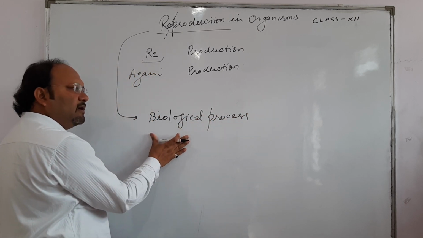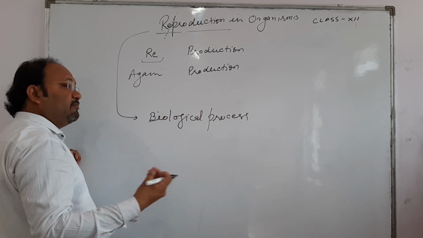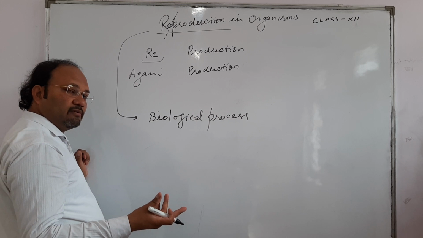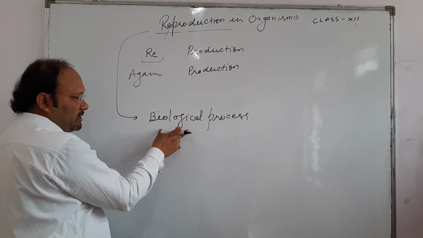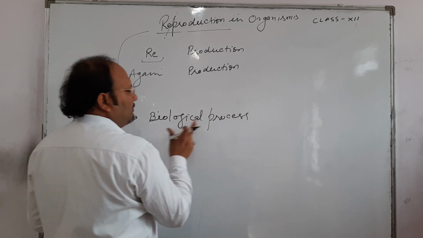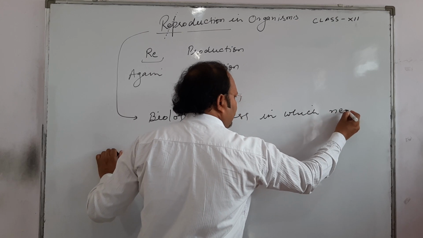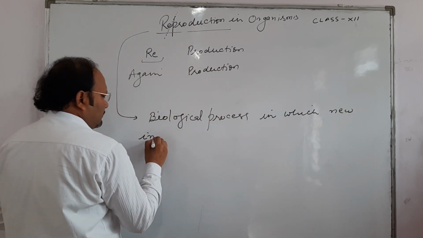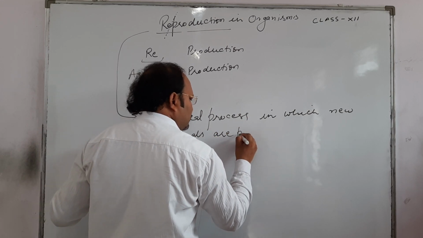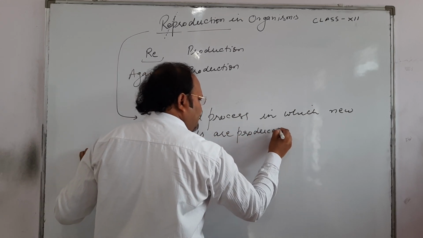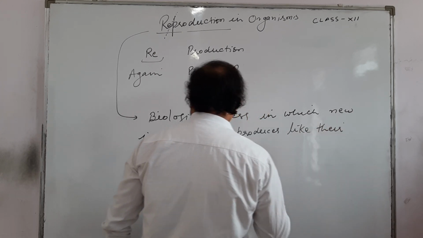Remember what I am writing here? Biological process, because reproduction can be there in a factory where a number of products are being produced. But what is the meaning of reproduction in biology? Hence we put the term biological process. Biological process in which new individuals are produced like their parents.